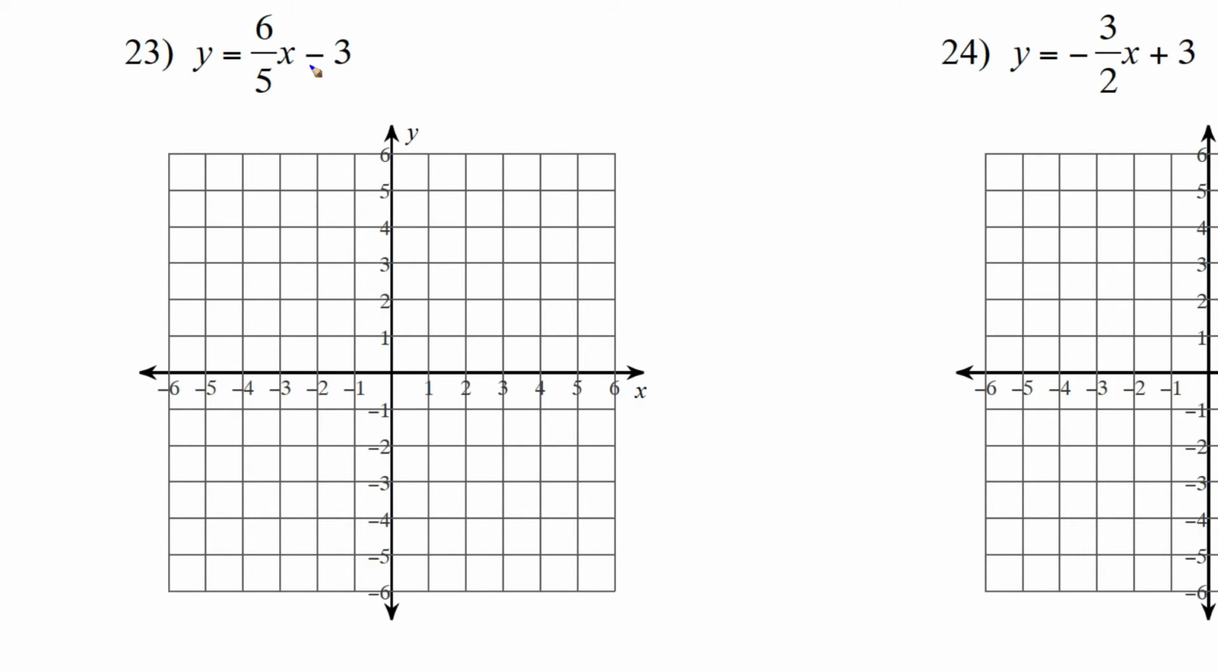Okay, on this one, same thing. Our y-intercept is negative 3. So we're going to put a point right there on negative 3. That's our starting point. And then we're going to go up and down, and right and left. We're going to go up positive 6: 1, 2, 3, 4, 5, 6. And then over 1, 2, 3, 4, 5. And there's our line. Just like that.